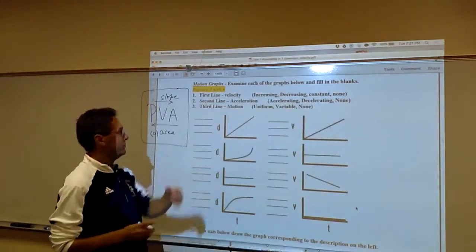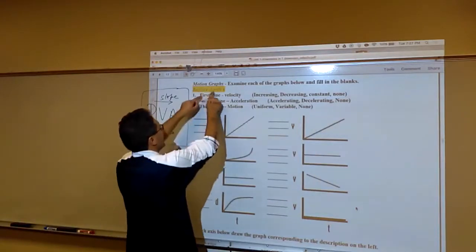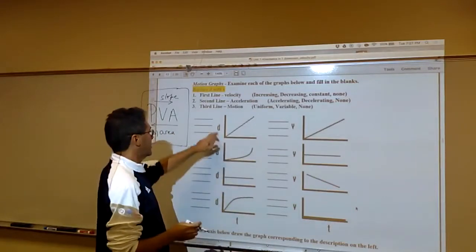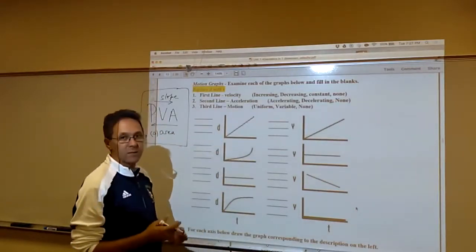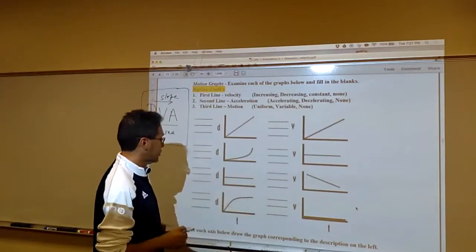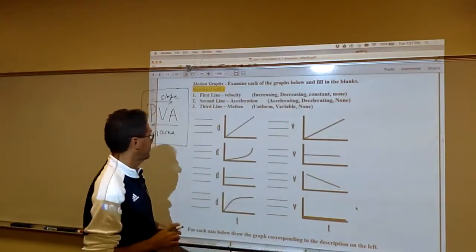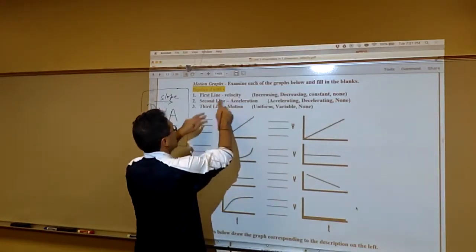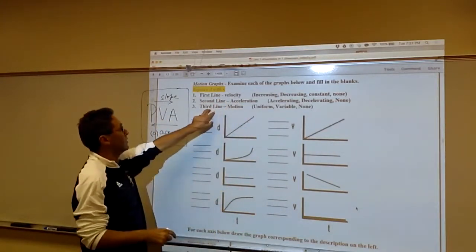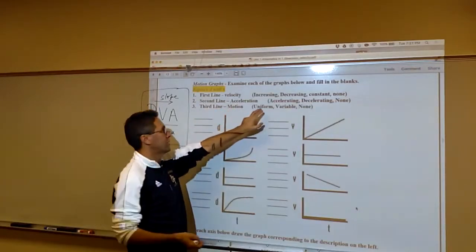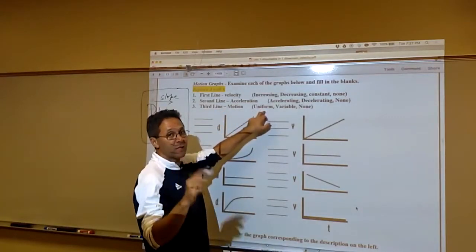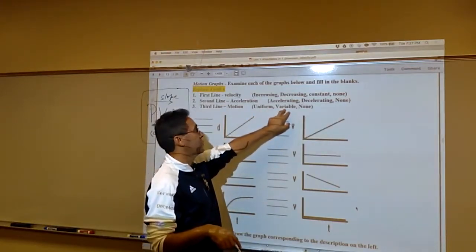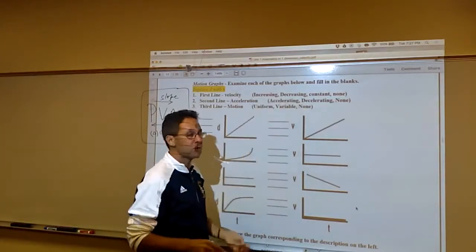Not here, but later. So here it tells you to replace d with x. In other words, this is not distance, it's position. But in this case, we can say that the distance and the position are the same thing because we're just traveling in the positive direction. Here it says the first line has to describe velocity, second line has to describe acceleration, and the third line has to say what kind of motion. Is it uniform? Motion meaning if you're going at a constant velocity, that's uniform motion. If your velocity is changing, we call that variable motion. And if there is no motion, then there is no motion.